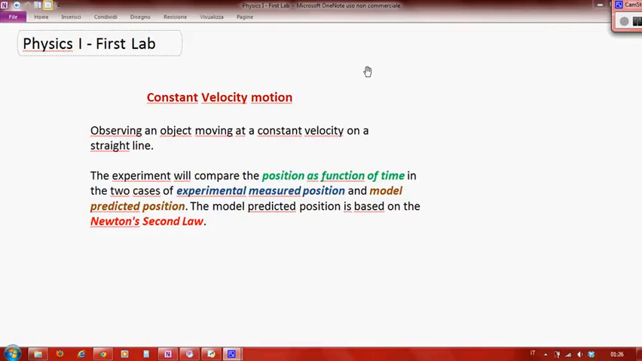This is the first lab of Physics 1. It is about a constant velocity motion. The experiment will compare the position as a function of time in the two cases of experimental measured position and model predicted position. The model we will use is based on Newton's second law.